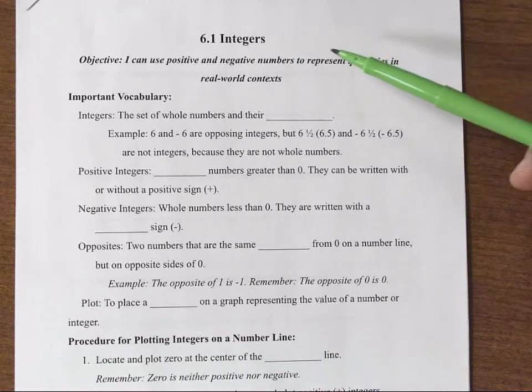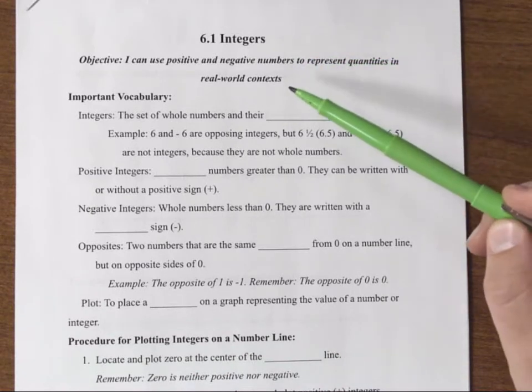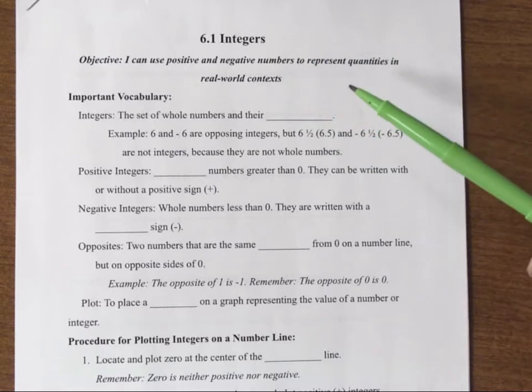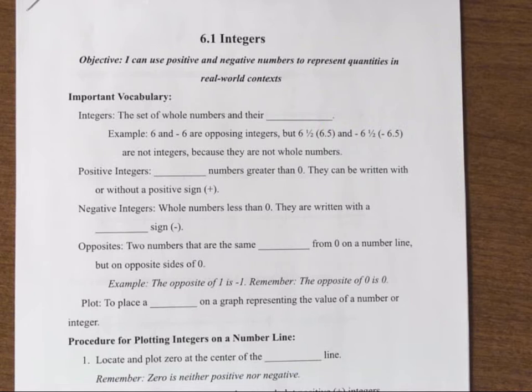Chapter 6.1 Integers. Our objective today: I can use positive and negative numbers to represent quantities in real-world contexts. Yesterday we talked a lot about the real-world situations where we might find integers, which are positive and negative numbers. We talked about money with bank accounts. We talked about temperature. We talked about sea level. There's a variety of different situations in the world where we use integers.